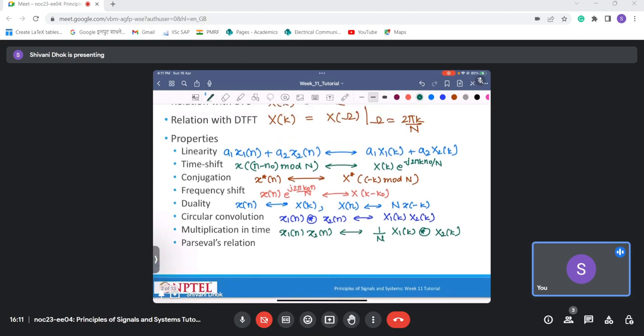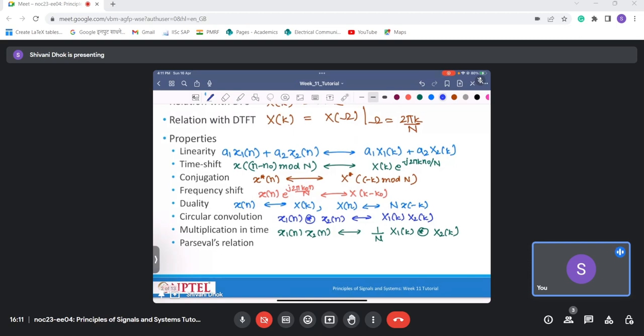And the last property that we had seen was Parseval's relation. It says that if I consider energy in the time domain, that is, summation n equal to 0 to N minus 1 mod x[n] square, this will be equal to 1 by N summation k running from 0 to N minus 1 mod X[k] square.